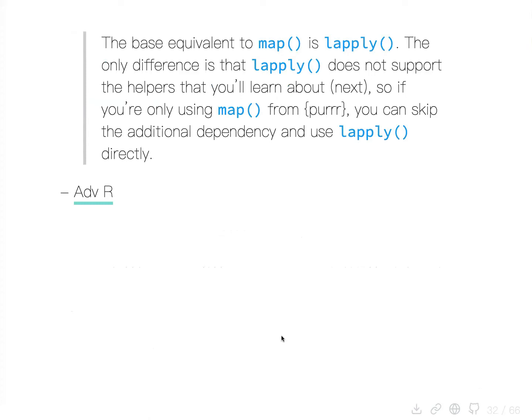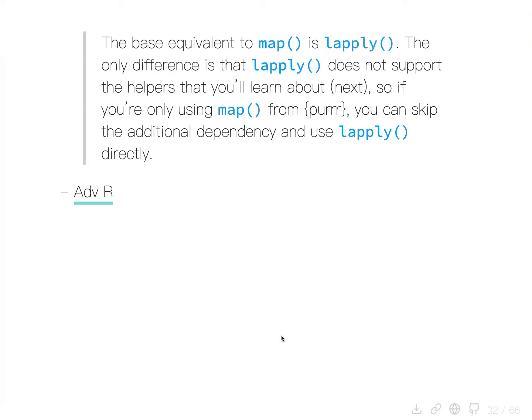And he says lapply doesn't support these helpers, which we're going to learn about here in just a second. But other than that, they're exactly the same. So if the only thing that you're using from purrr is map, then don't use purrr. That's from Hadley himself, the author of purrr, telling you don't use purrr if all you're using is map.